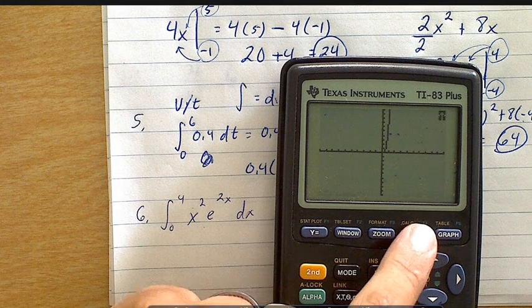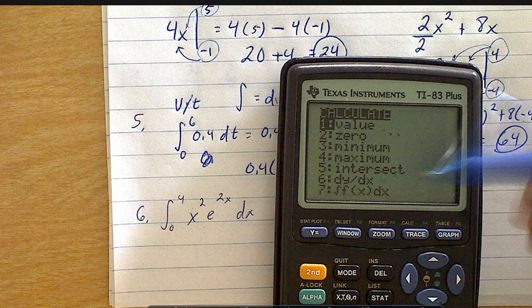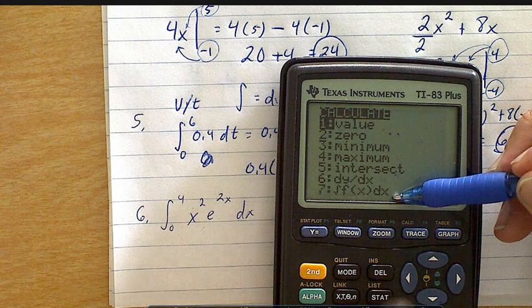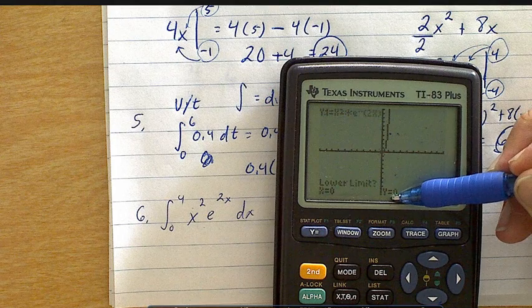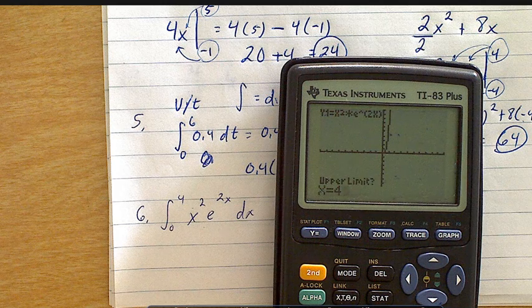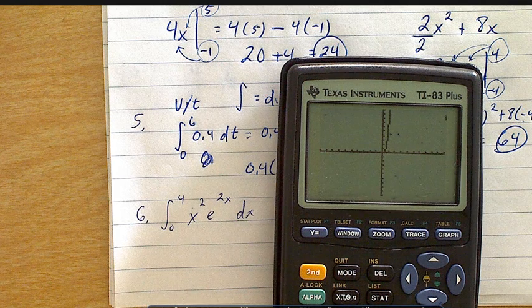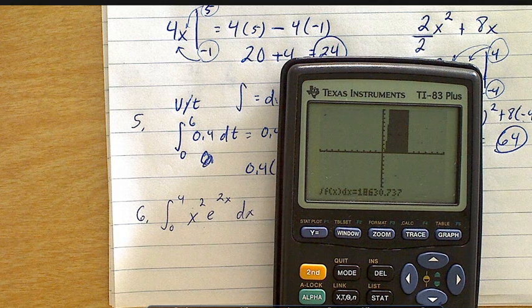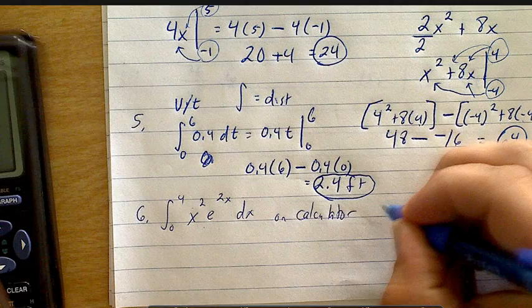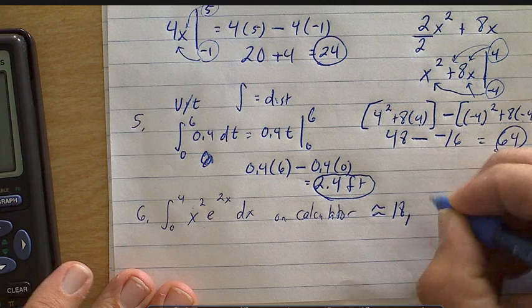Number 7 is the integral of f of x dx. So we're going to calculate the integral from 0 to 4. And the area is 18,630.74.